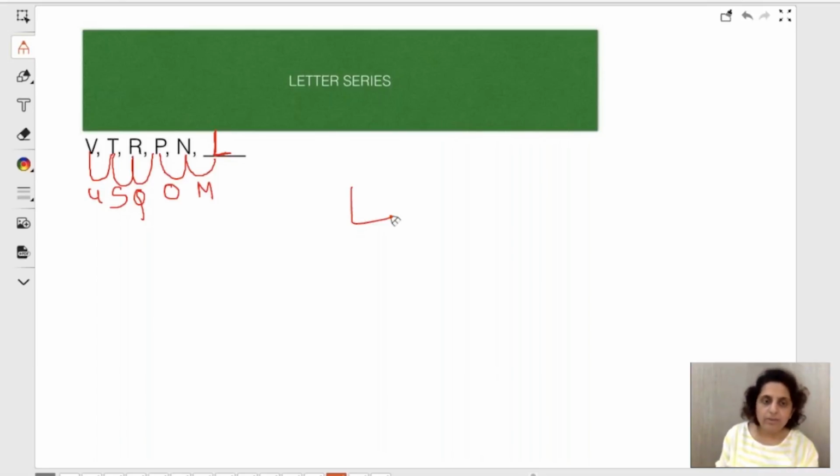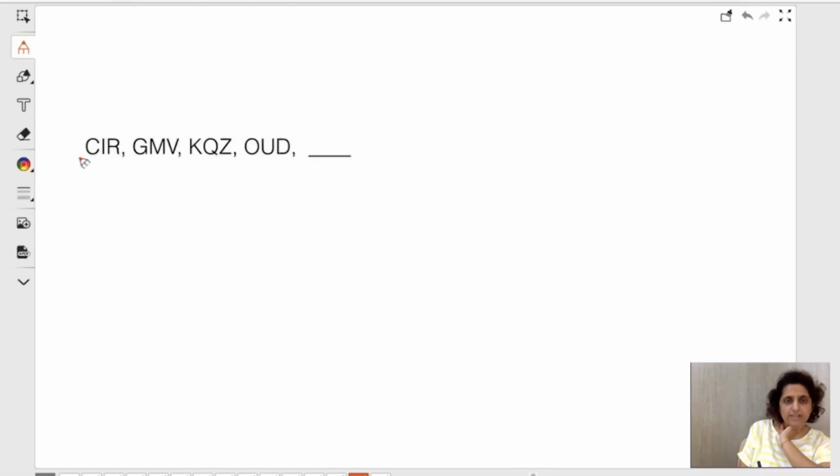This is a very simple problem here. Let's move on and have a look at the first alphabet of each of the terms given. Here we have C. The next one is G. After G we have K. After K we have O. So how do we get there? How many alphabets are being skipped from C to G? C, then we are skipping D, E, and F.